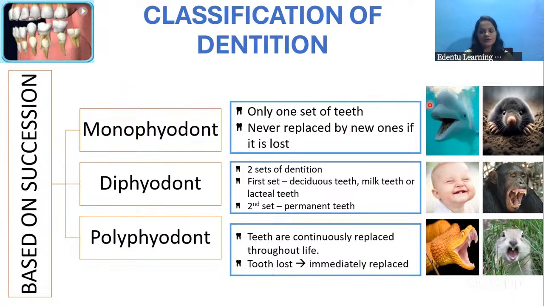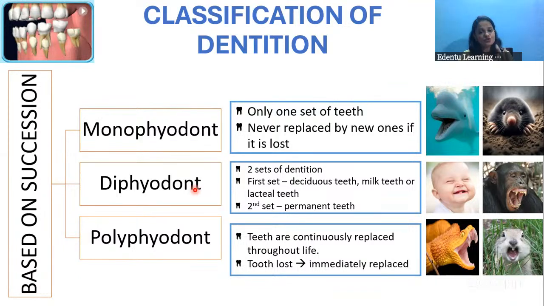in whales. Not all whales have teeth, but the whales with teeth usually have this monophyodont type of dentition, and also in moles, insectivores kind of animals, you can see this monophyodont type of dentition. Then the next type of dentition is the diphyodont. The main examples are humans, apes, and monkeys, and everyone has the diphyodont type of dentition, just like what we see in our lifetime.